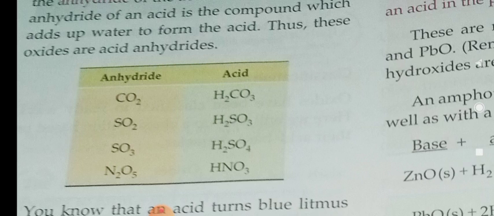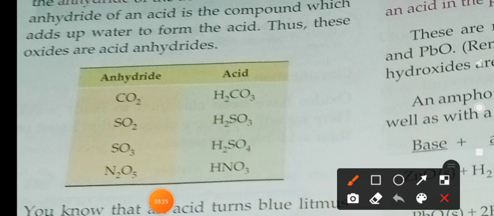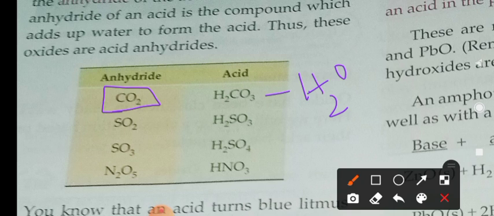And when you remove CO2 from H2CO3, what is left out? Minus H2O is removed, so CO2 will be the anhydride of H2CO3, carbonic acid. Then for H2SO3, sulfur dioxide is the anhydride.